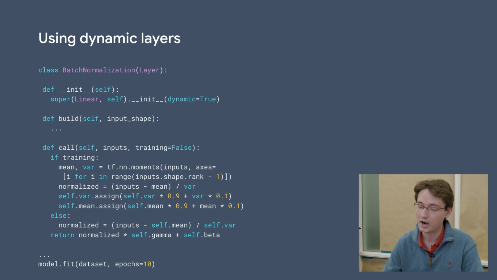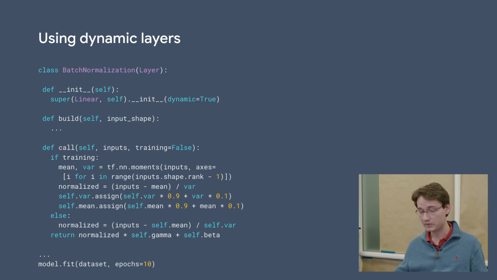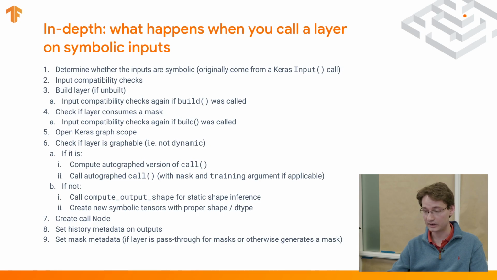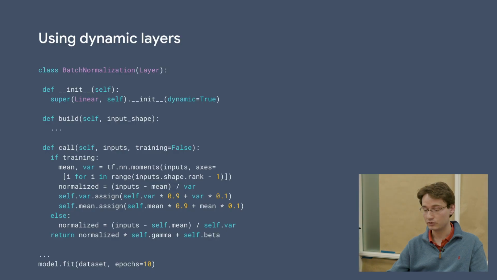What are we going to do? Well, we're going to pass this dynamic equals true argument in the constructor. And that tells the framework that this layer is not compatible with graph execution and should never be executed in a graph. When you build a functional API model using this, it's going to do what we were mentioning in step 6. It's just going to use static shape inference to compute the outputs. When you call fit, it's going to be using pure eager execution without forcing you to specify run eagerly equals true in compile. It's just automatically set to the right default.